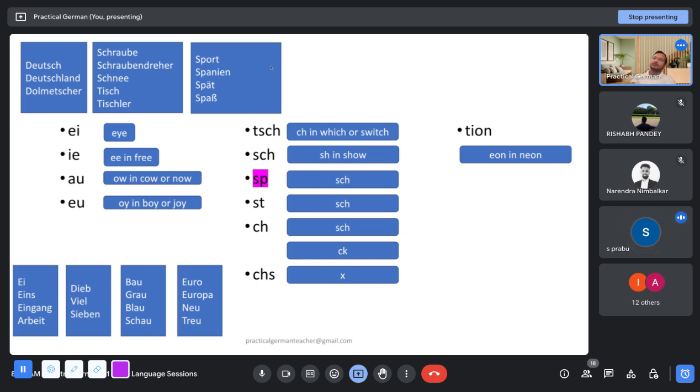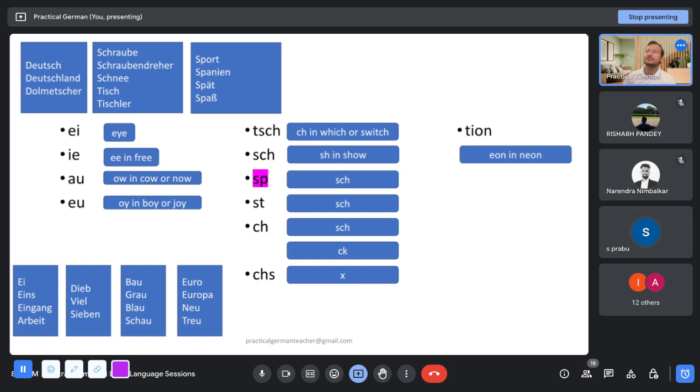Sport, Spanian, and Spät. Come on, open your mouth. Spanian, and Spät, not like Spanian. It's just like Spanian. Yeah, Spanian and Spät. How do you read spät? Spät, and Spaß.